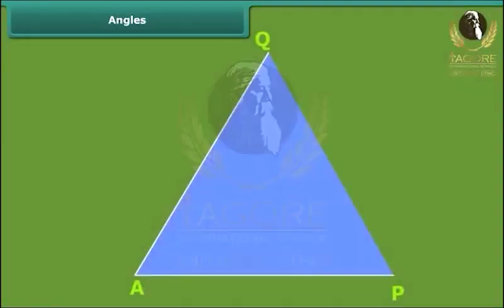In the figure shown, the interior and the exterior of the angle are denoted by different colors.